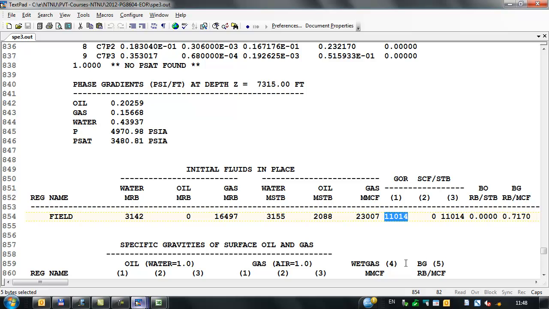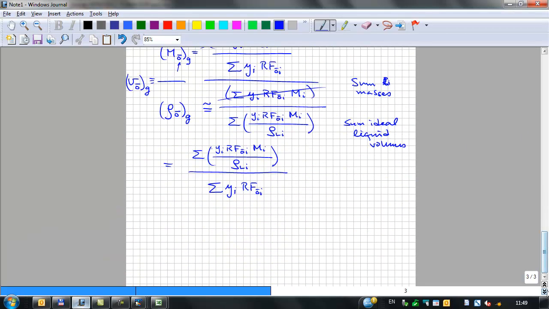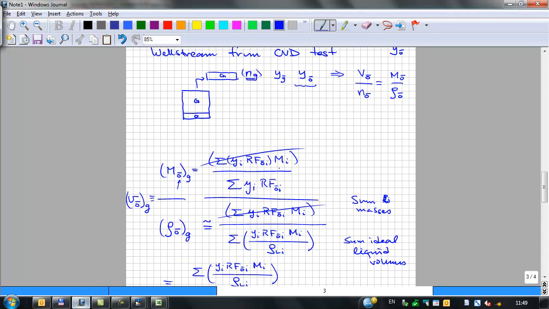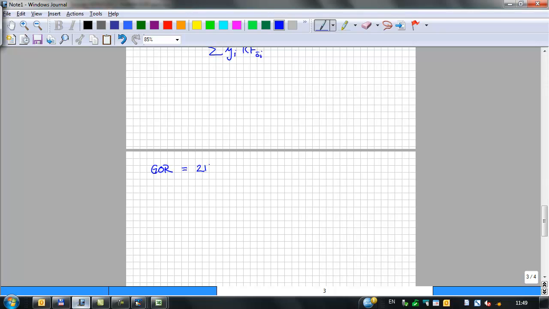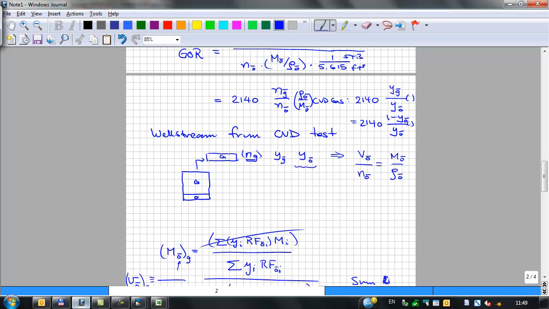Let's see here, where's the pen? We get this to work, then we'll take a break. Okay, so the GOR from phase comp was this 2140, right? And it was times basically 1 minus the mole fraction of oil, and then times that ratio of density to molecular weight in pounds per cubic feet.